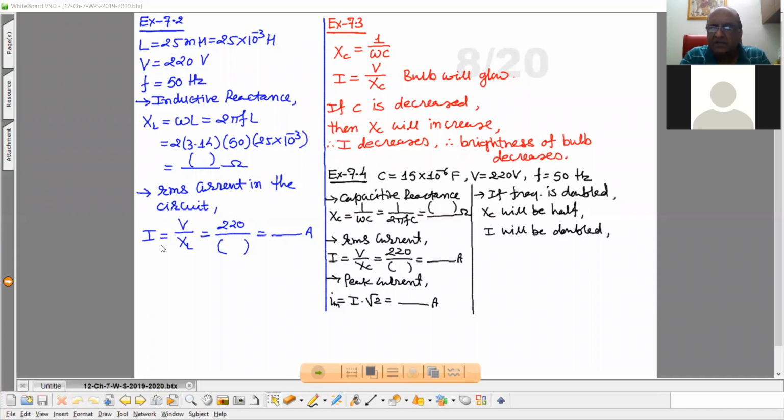Now RMS current is RMS voltage upon reactance. So V by XL, 220 upon XL. Whatever is the value of XL obtained here, substitute, you will get the answer. Clear to all of you?